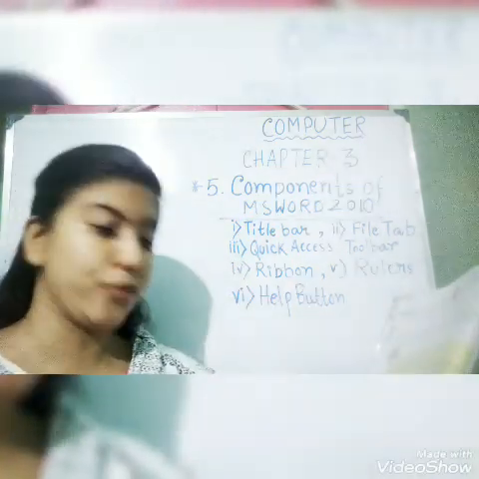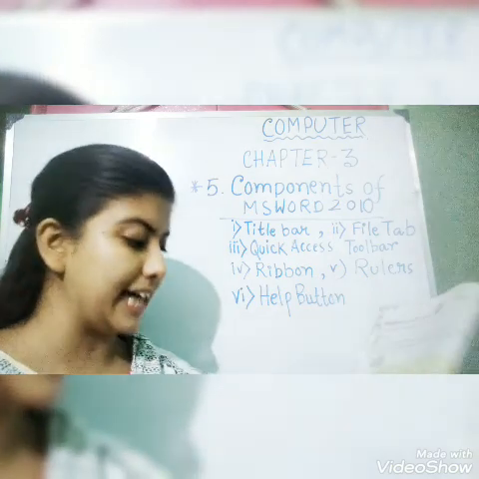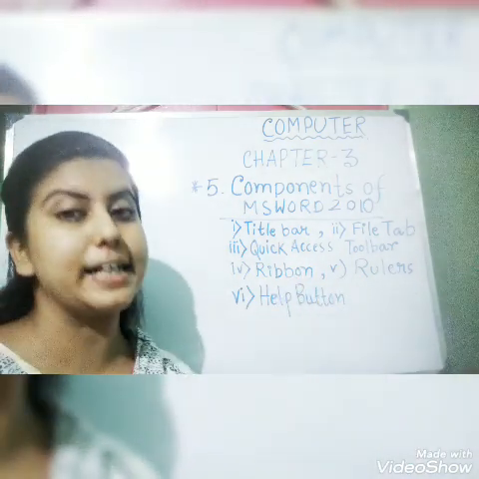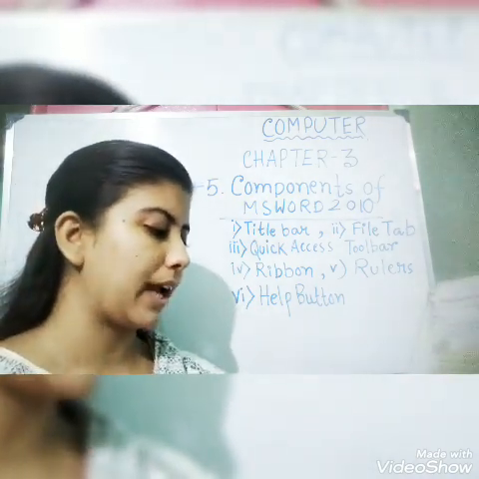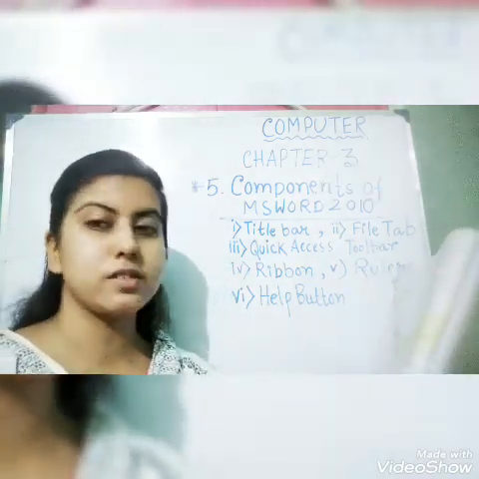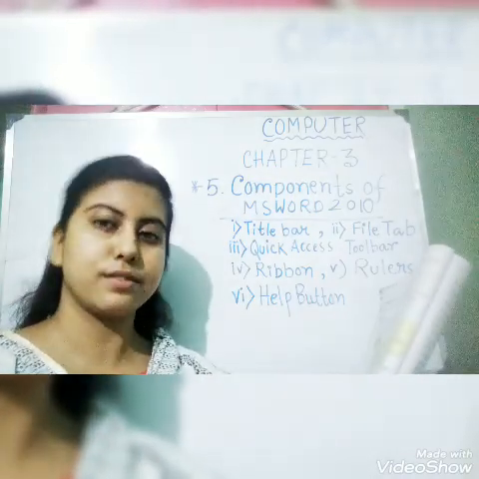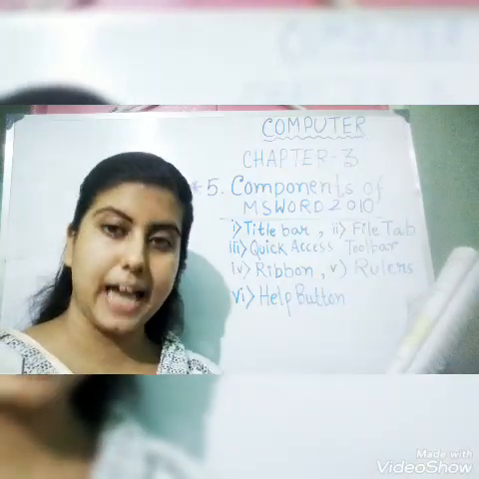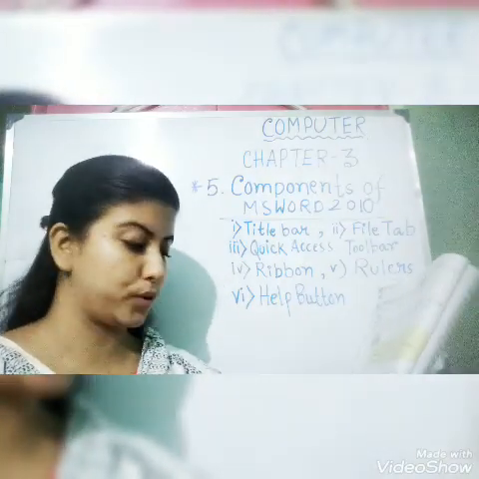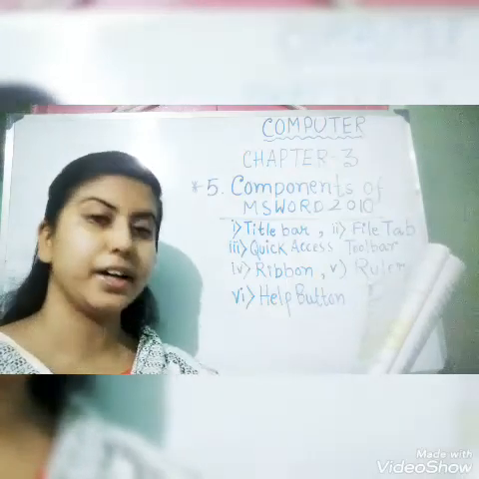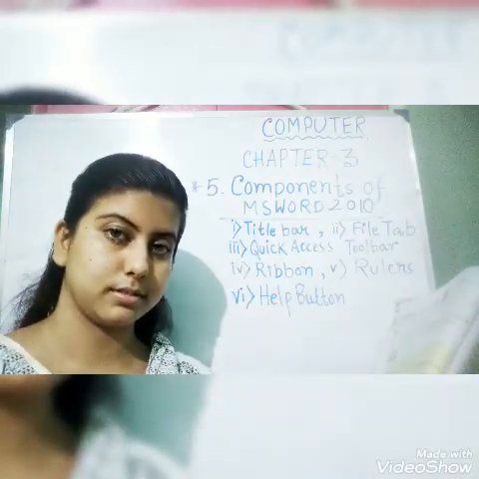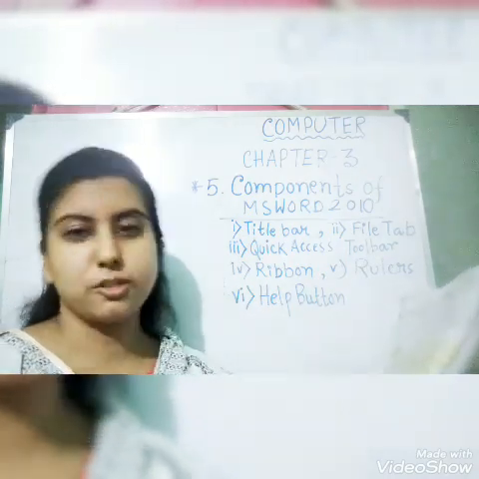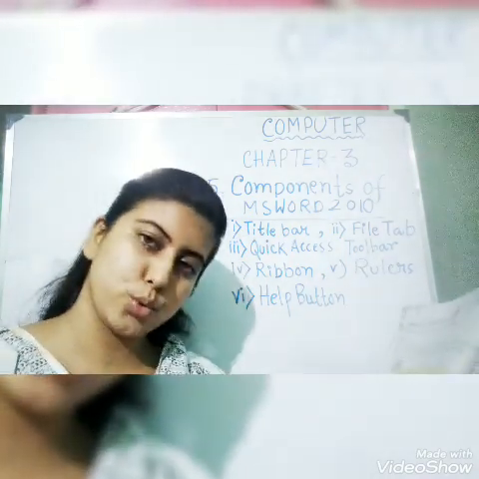Now the fourth component, that is ribbon. Ribbon. What is it? It is located just below quick access toolbar and contains different tabs and groups to perform different functions. You can find it just below the quick access toolbar.